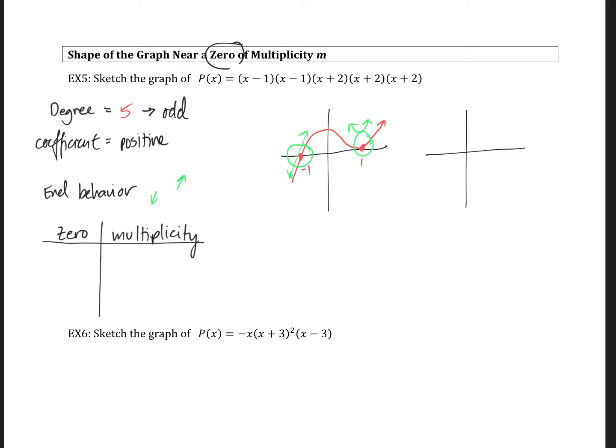This is going to be sort of the definition here. If we have an odd multiplicity, the graph is going to cross. It'll just cross straight through. If we have an even multiplicity, then our graph is going to so-called bounce. These are not necessarily correct terms, but that's what happens with the graph.